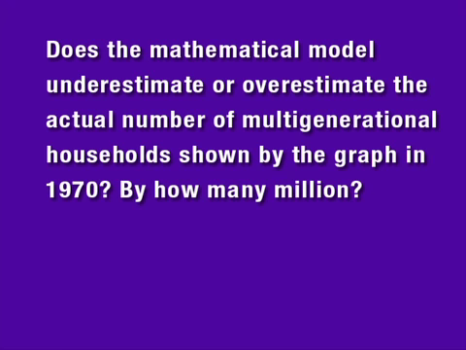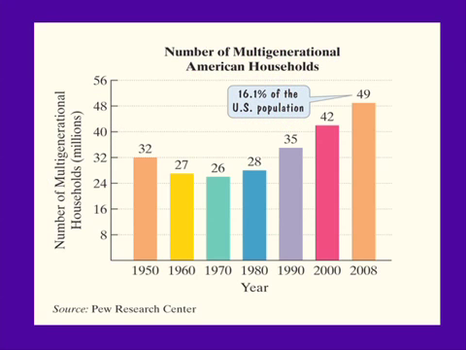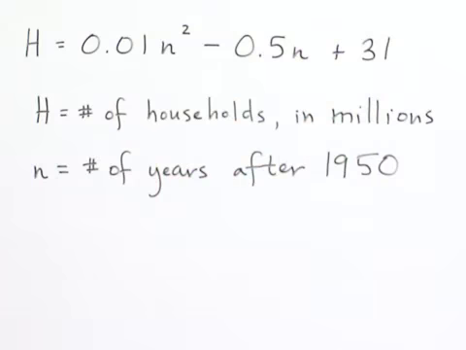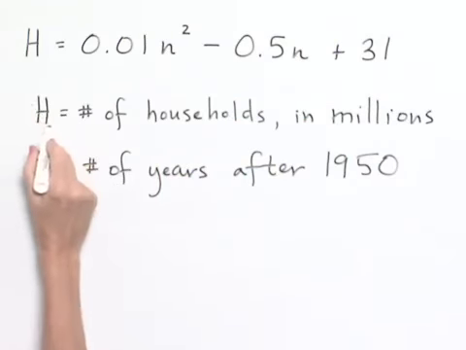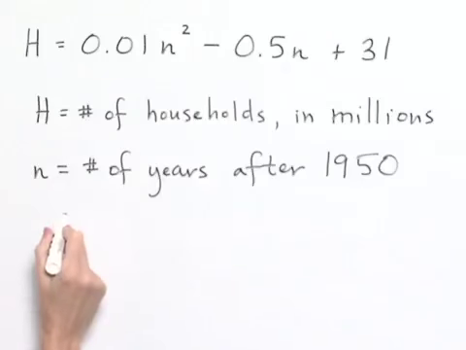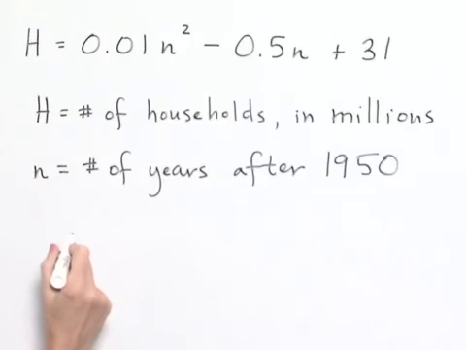By how many million? If we start by looking back at the graph, we note that in the year 1970, we end up with 26 as the value at the top of that column, indicating that in 1970 there were 26 million multi-generational households. Now we want to use the formula that was given to us in the problem for the number of households in millions to determine whether or not we have an overestimate or an underestimate using the modeling.